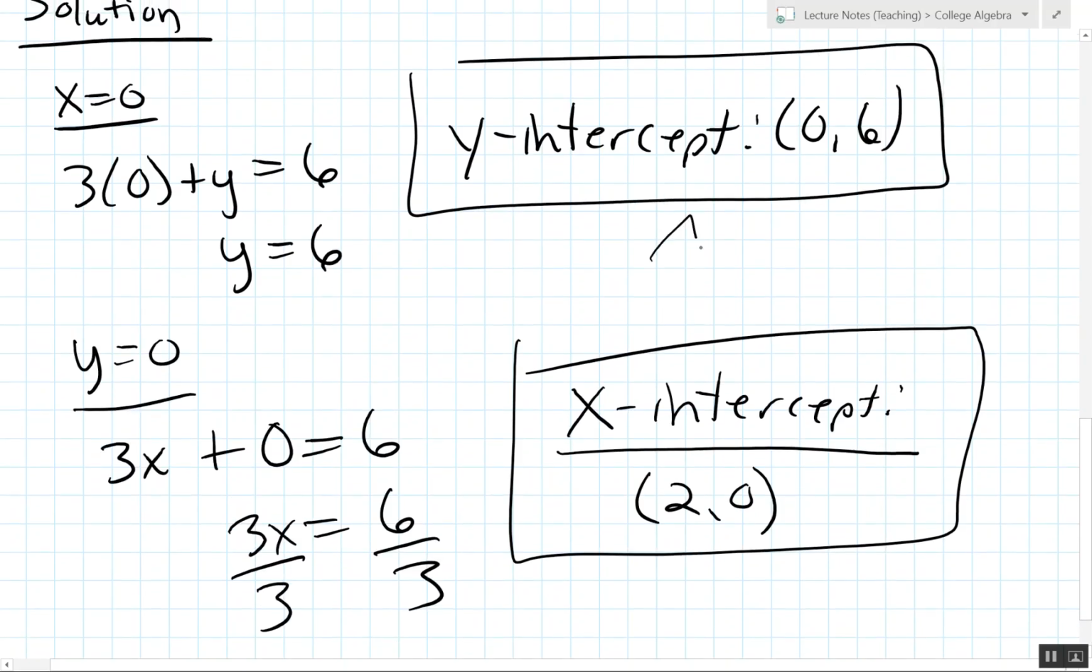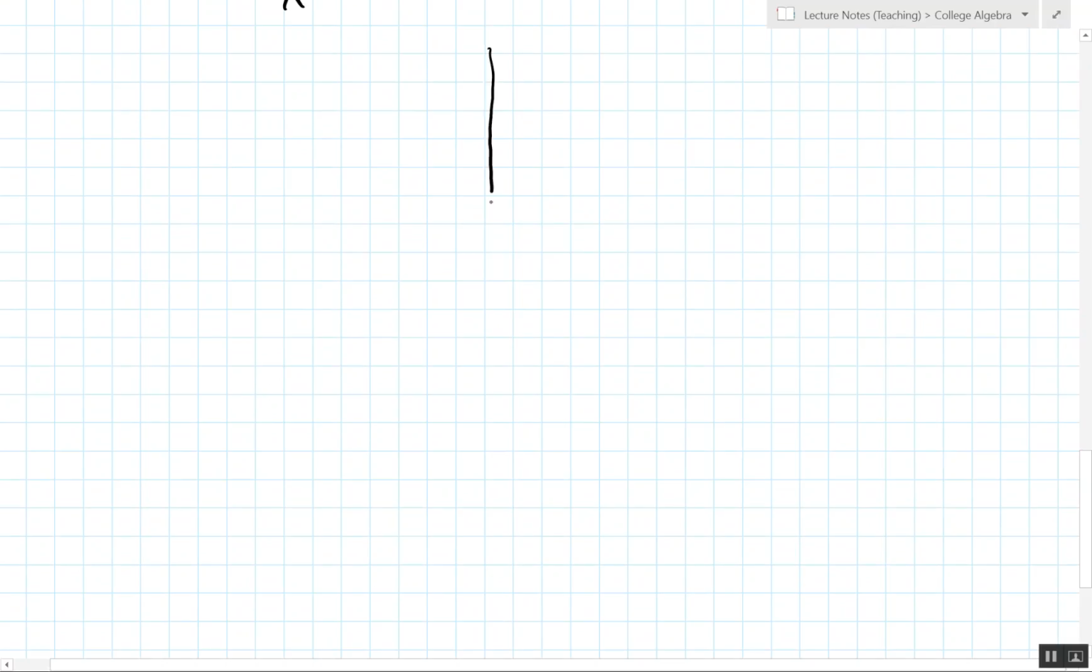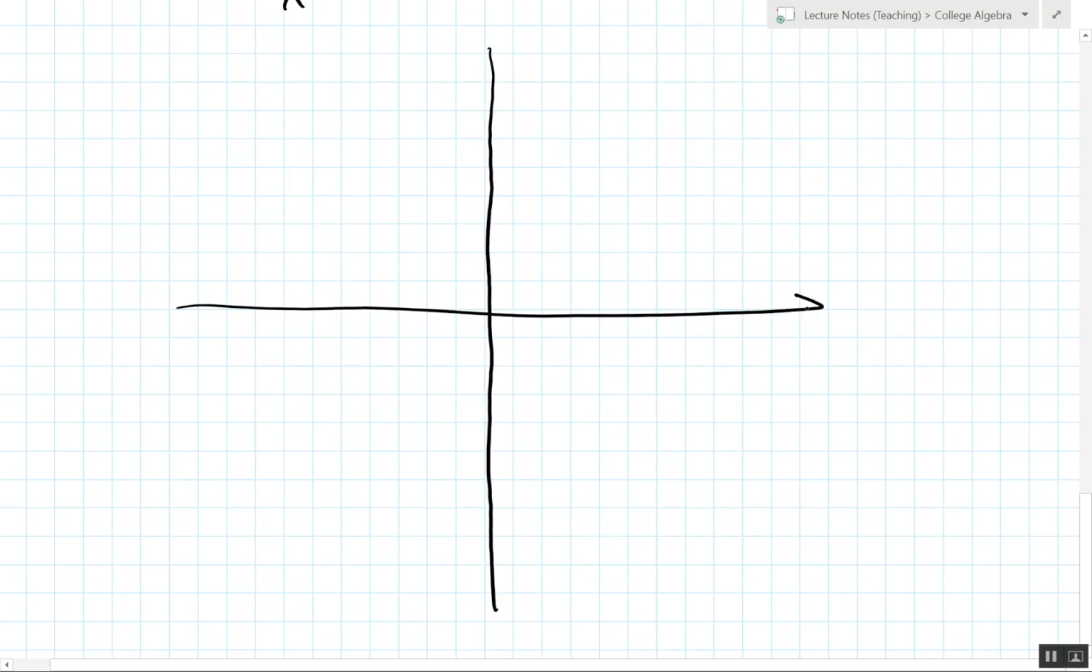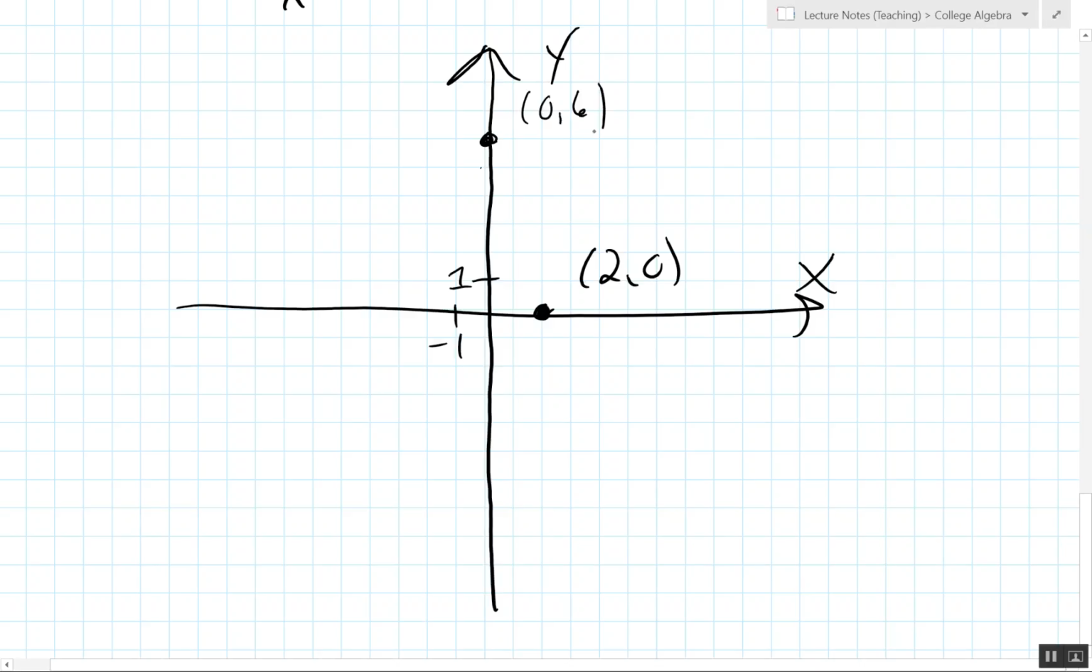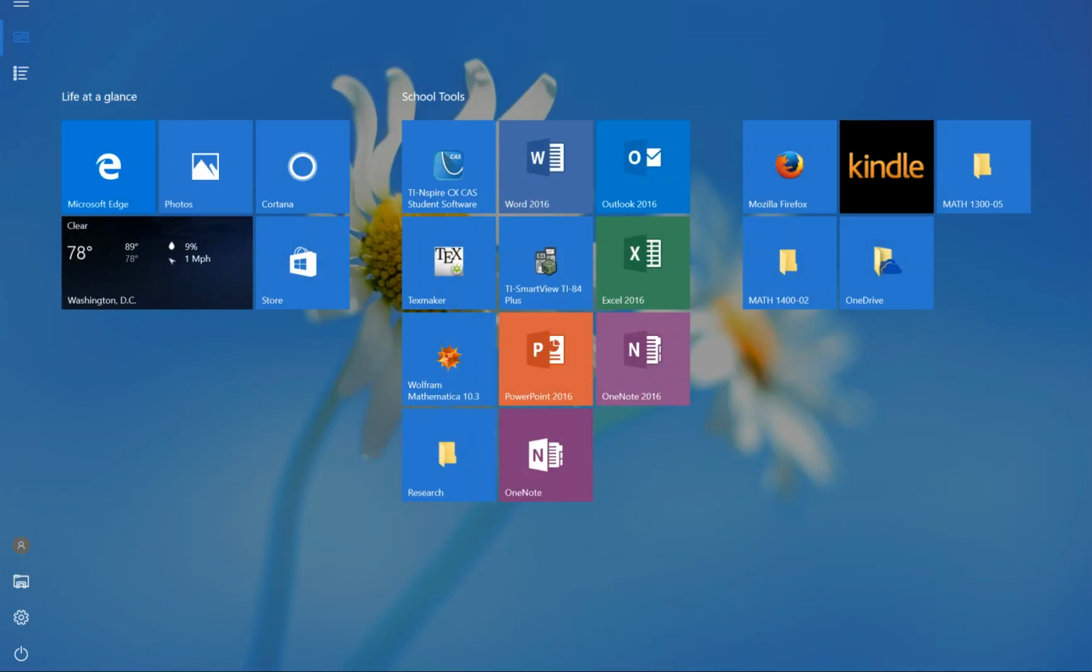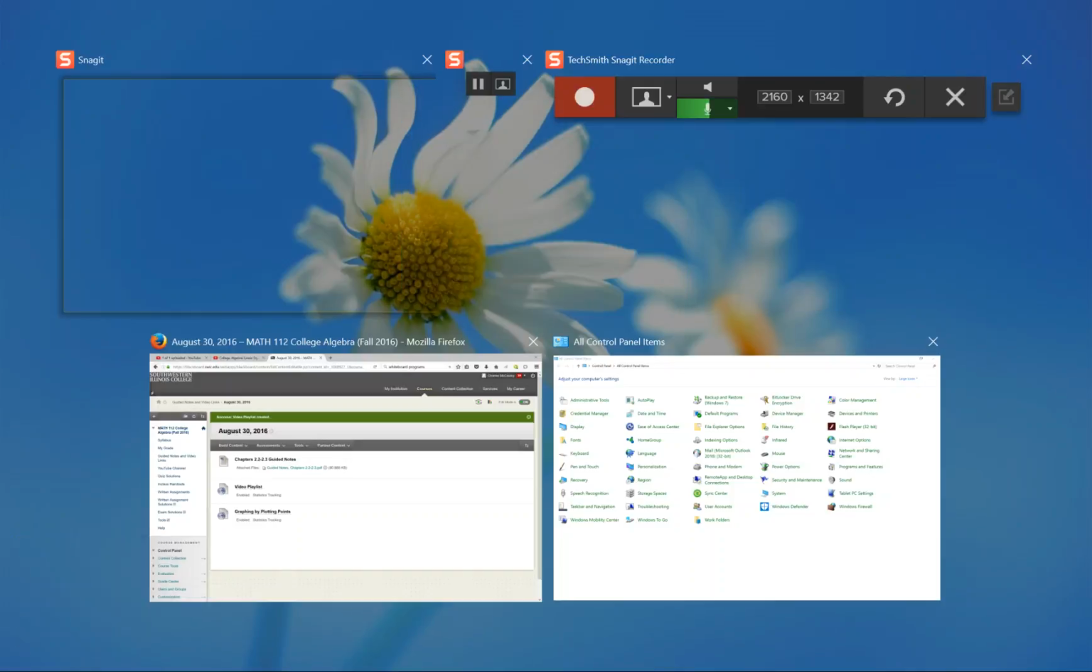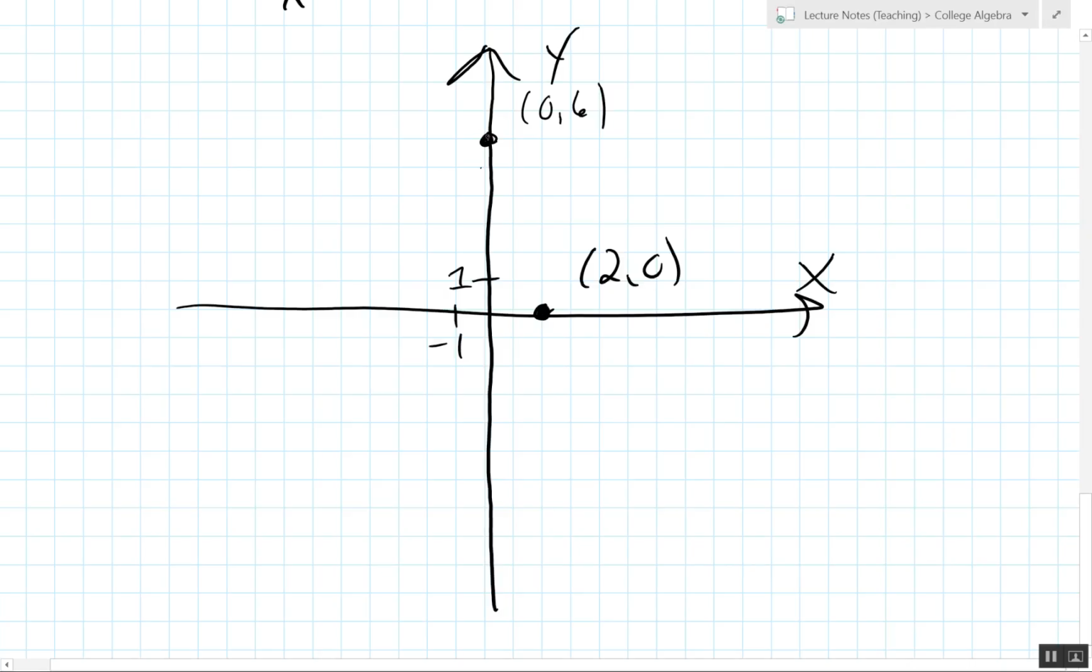Alright, now that we found our two intercepts, we need to graph them. Those are the only 2 points we're going to graph. So let's draw a big xy plane. This is x, this is y, and we're going to let each square be 1 by 1. We're going to graph the point (2, 0) and the point (0, 6). So here's 3, 4, 5, and 6. So (0, 6). And all we want to do is connect them with a line. So there we go, and there's our line.